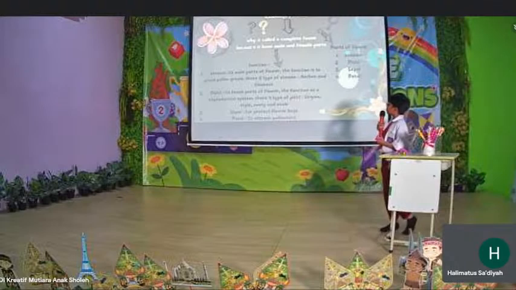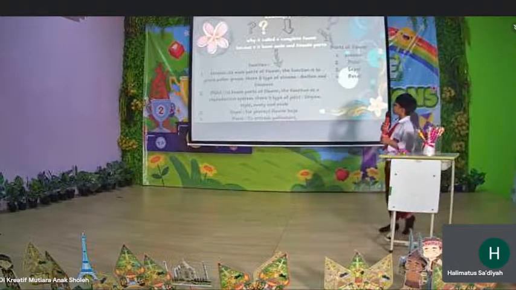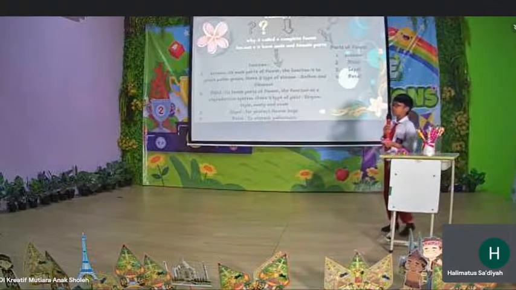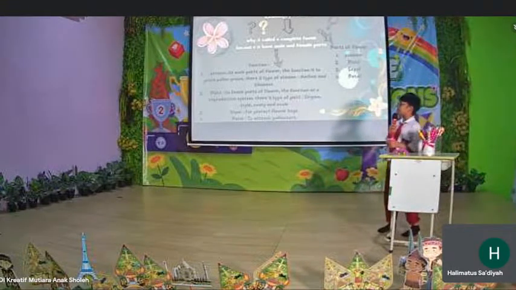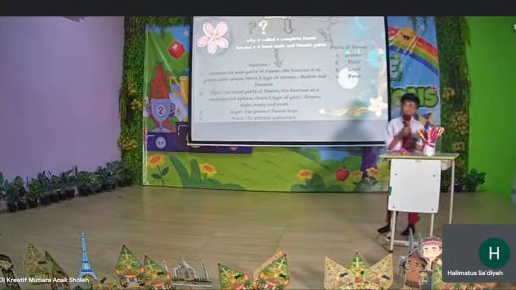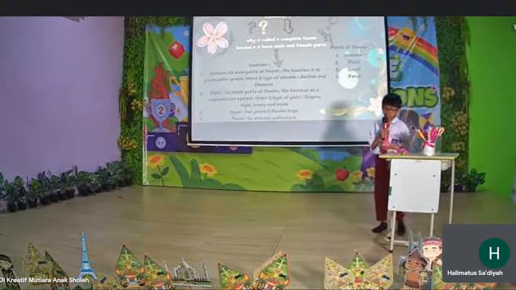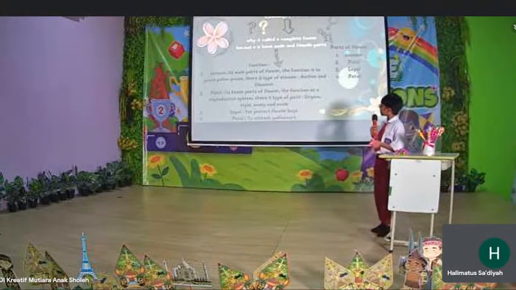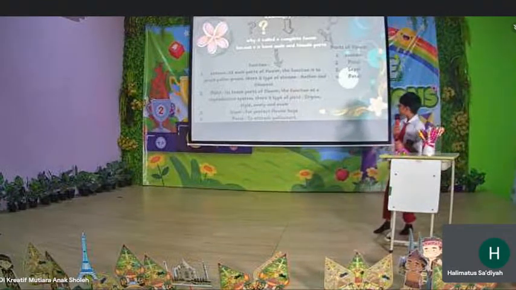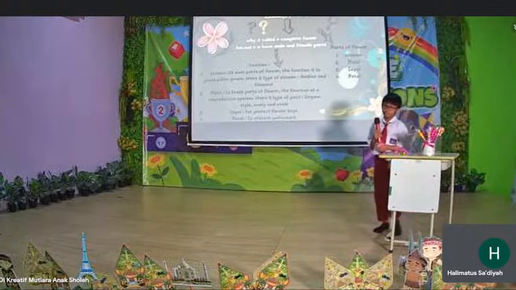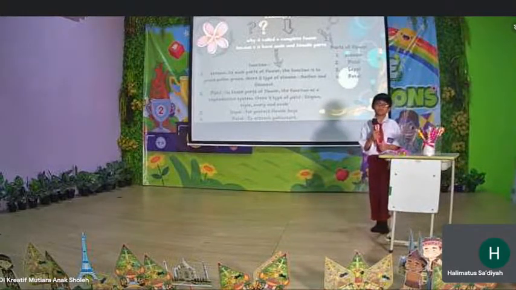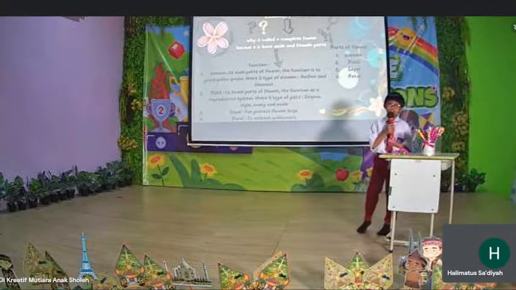Now we will go to the function. The first is stamen. Stamen is the male part of flower. The function of stamen is to produce pollen grains. And the second, there are two types of stamen. The first is anther, and the second is filament.